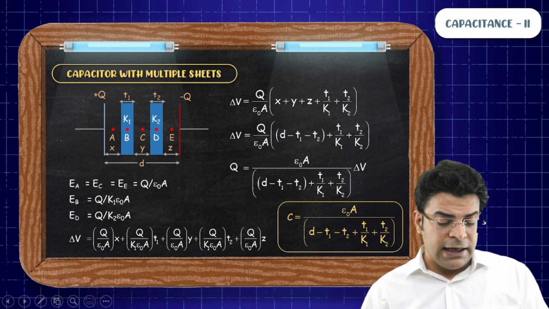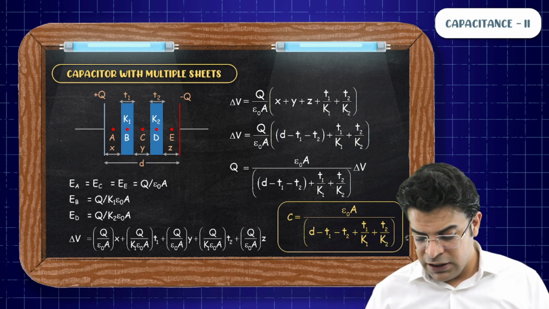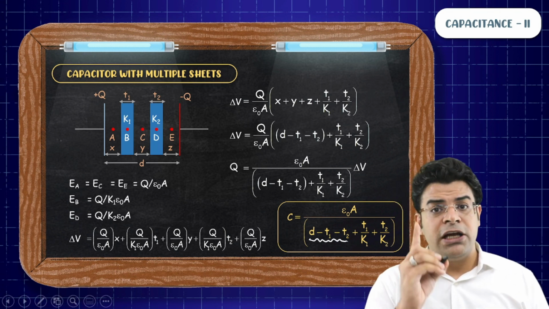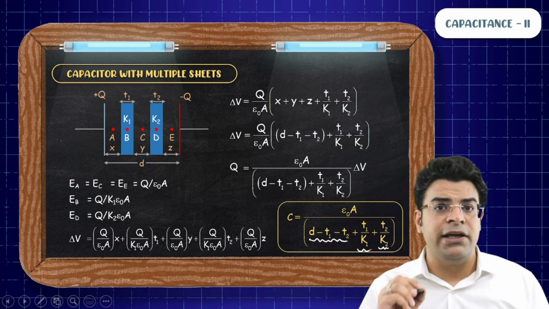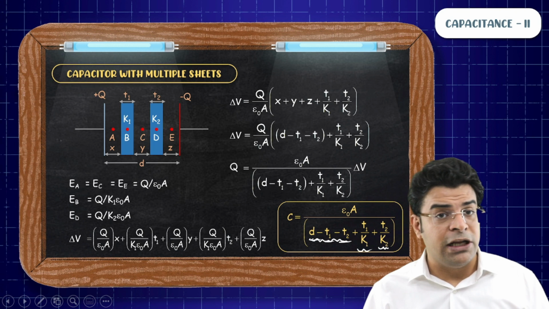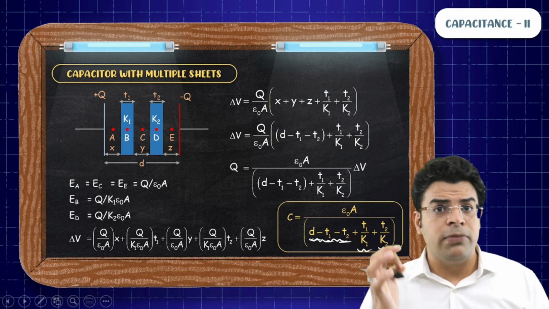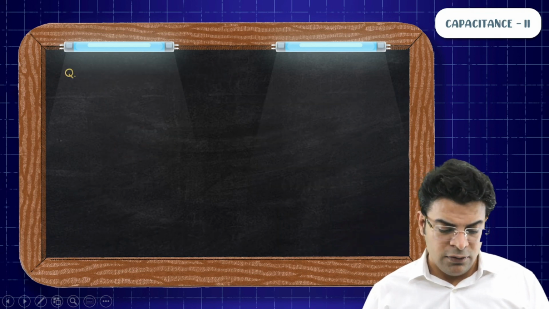Sir, if rather than having two slabs, we have got three slabs, what to do? Then here you will get D minus T1 minus T2 minus T3 plus T1 by K1 plus T2 by K2 plus T3 by K3. If you have 4, do the same thing: D minus T1 minus T2 minus T3 minus T4 plus T1 by K1 plus T2 by K2 plus T3 by K3 plus T4 by K4. That's all. So let's see one example.